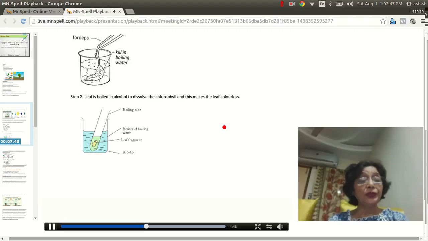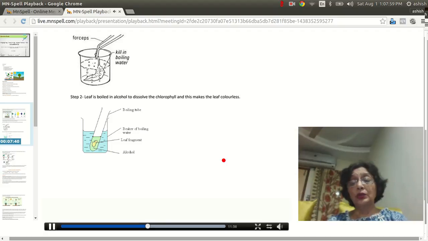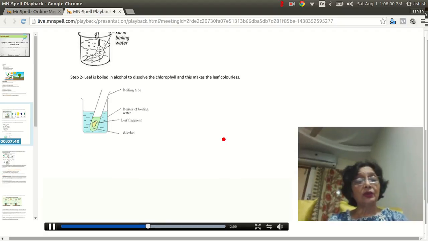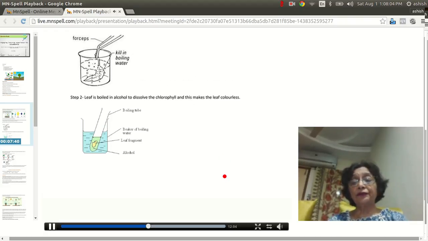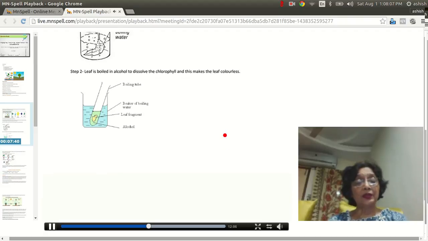So to avoid that, what do we do? Indirect boiling. We are boiling water and the heat of the water goes into the alcohol. Alcohol becomes warm, and warm alcohol dissolves chlorophyll out. Now this will make the leaf transparent, or you can say colorless.